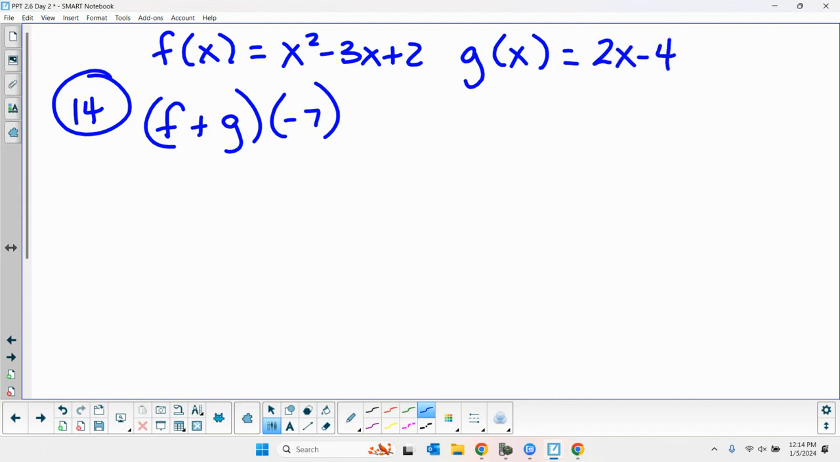I would probably add them together first and then plug in because it's pretty easy to add these. And again, we can look at it and add it. X squared plus no other x squared is just x squared. Negative 3x plus 2x is negative x. 2 plus negative 4 is negative 2. So I would do that first in this problem and then plug in the negative 7.